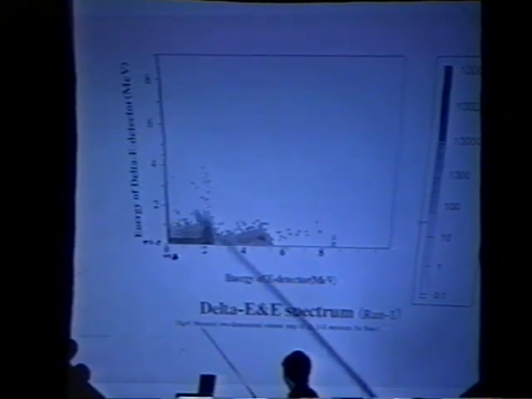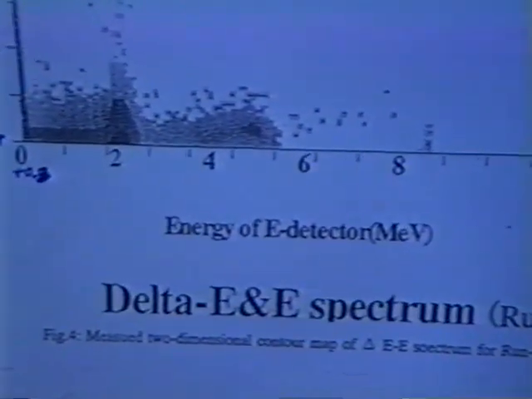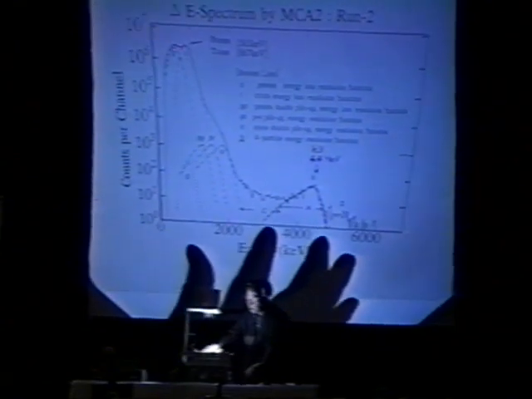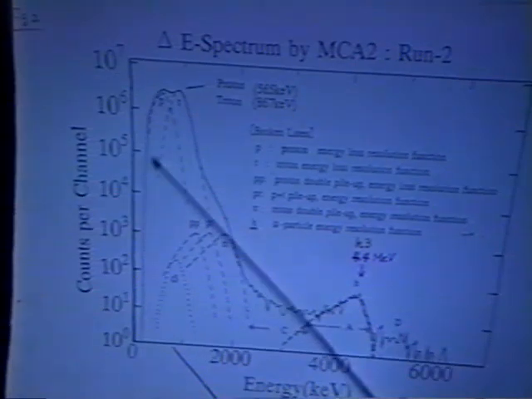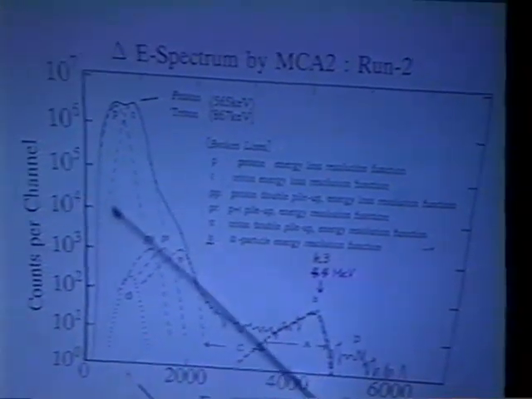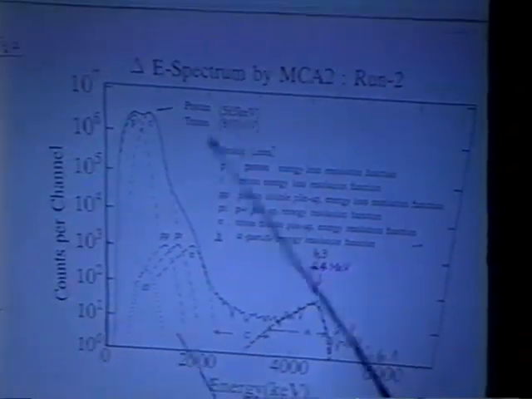E and delta E. This is the 3 MeV proton peak, and we have this kind of, in the usual case, so-called banana-shaped variation in the two-dimensional spectrum. So we have to make a correction of the data for the energy scale. And this is a typical delta E energy loss spectrum for various particles. This is for 3 MeV proton or 3 MeV triton from the DD reaction.